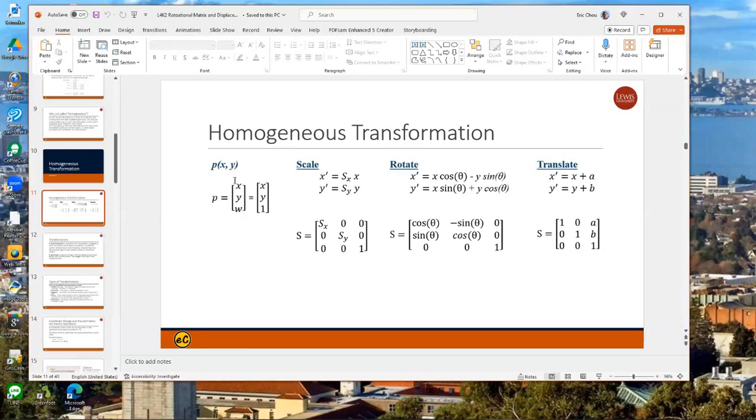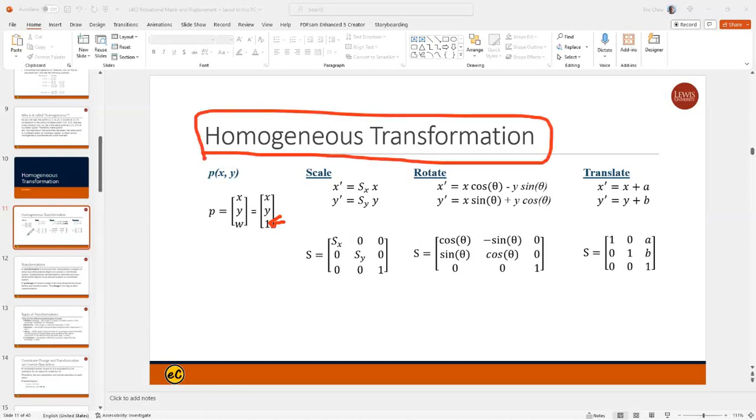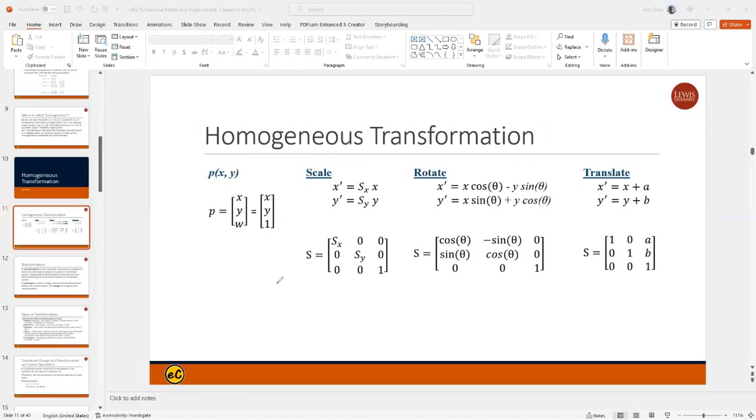So now let's look at the homogeneous transform matrix one more time. Originally you have Sx, Sy only. You have a two-dimensional vector, right? But we want to convert it to the homogeneous transform. So we add one more entry, a 1, over there. This one is just for the purpose of the homogeneous transform.